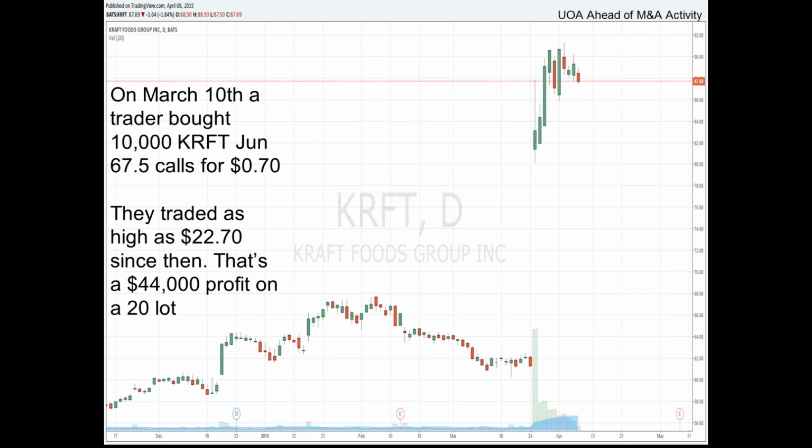Now, this trader put on a $700,000 bet in Kraft, so we automatically know that this was an institutional trader, right? This wasn't some small fish out there putting on a trade with a couple thousand dollars in risk, $700,000 bet. All right. Since then, the options have traded as high as $22.70. So on a 20 lot, that is a $44,000 profit. On a 10,000 lot, that is a $22 million profit.